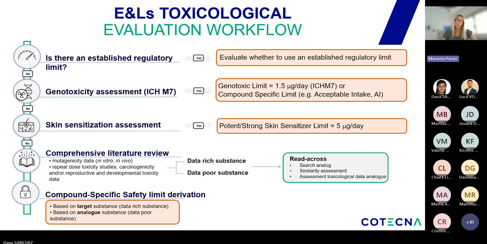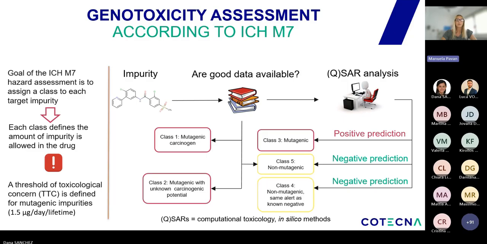So in the following slides, I now want to go into a little more detail on each step of the workflow. As we mentioned, if the regulatory limit is not available, the first key step consists in the genotoxicity assessment according to the ICH M7 guideline for drug impurities.